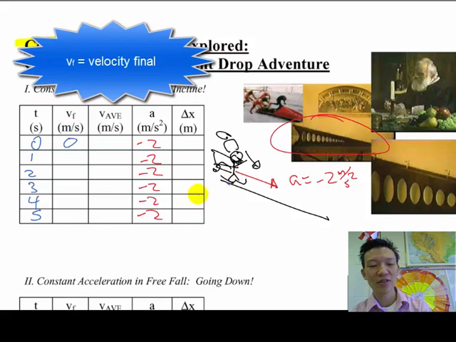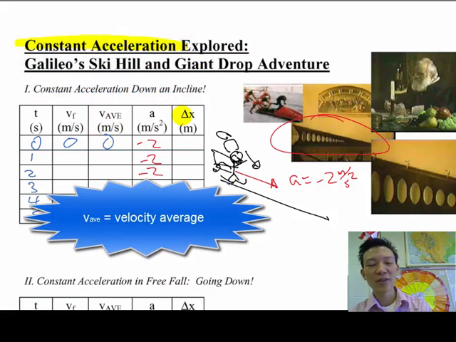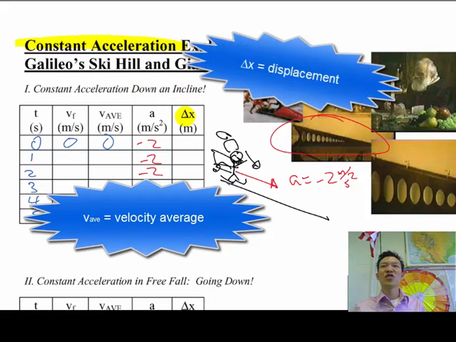At the very start, let's just make everything 0. You're not moving. Your V average, that's your average velocity. And then what's delta x a fancy word for? That's your change in your position, your displacement. It's kind of like distance, but with direction. So everything's 0 at the very start.